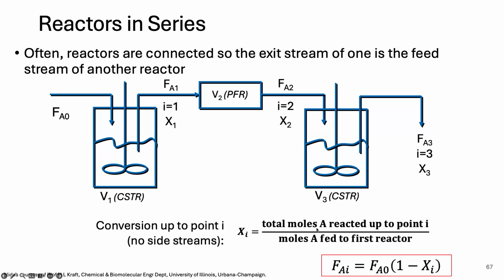That will be equal to the total moles of A reacted up to point i over the total moles of A fed to the first reactor. So going all the way back to the first reactor. If we're comparing what's coming out of our second reactor, we'll relate that not to what comes into the second reactor, but to what comes into the very first reactor. So always with respect to FA naught in the original feed stream.